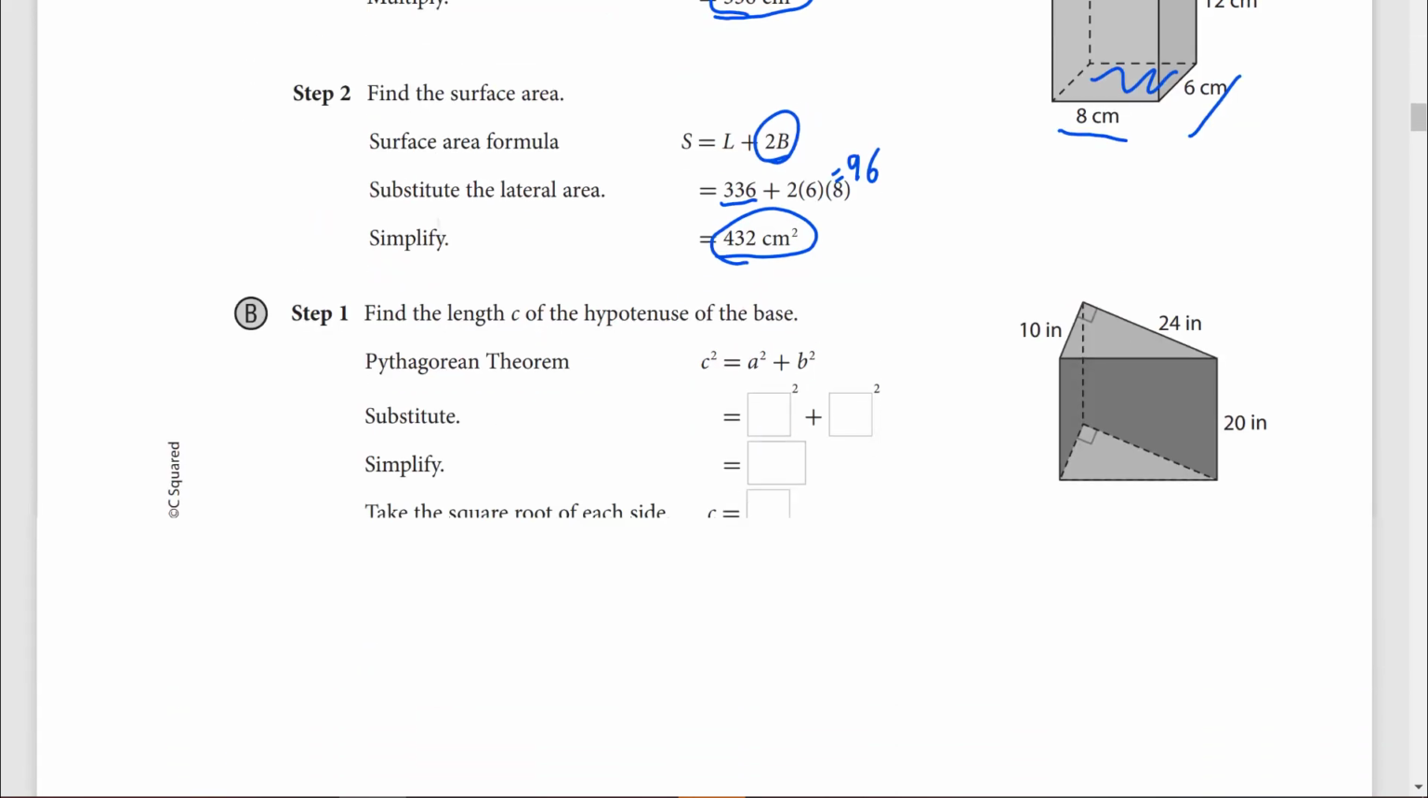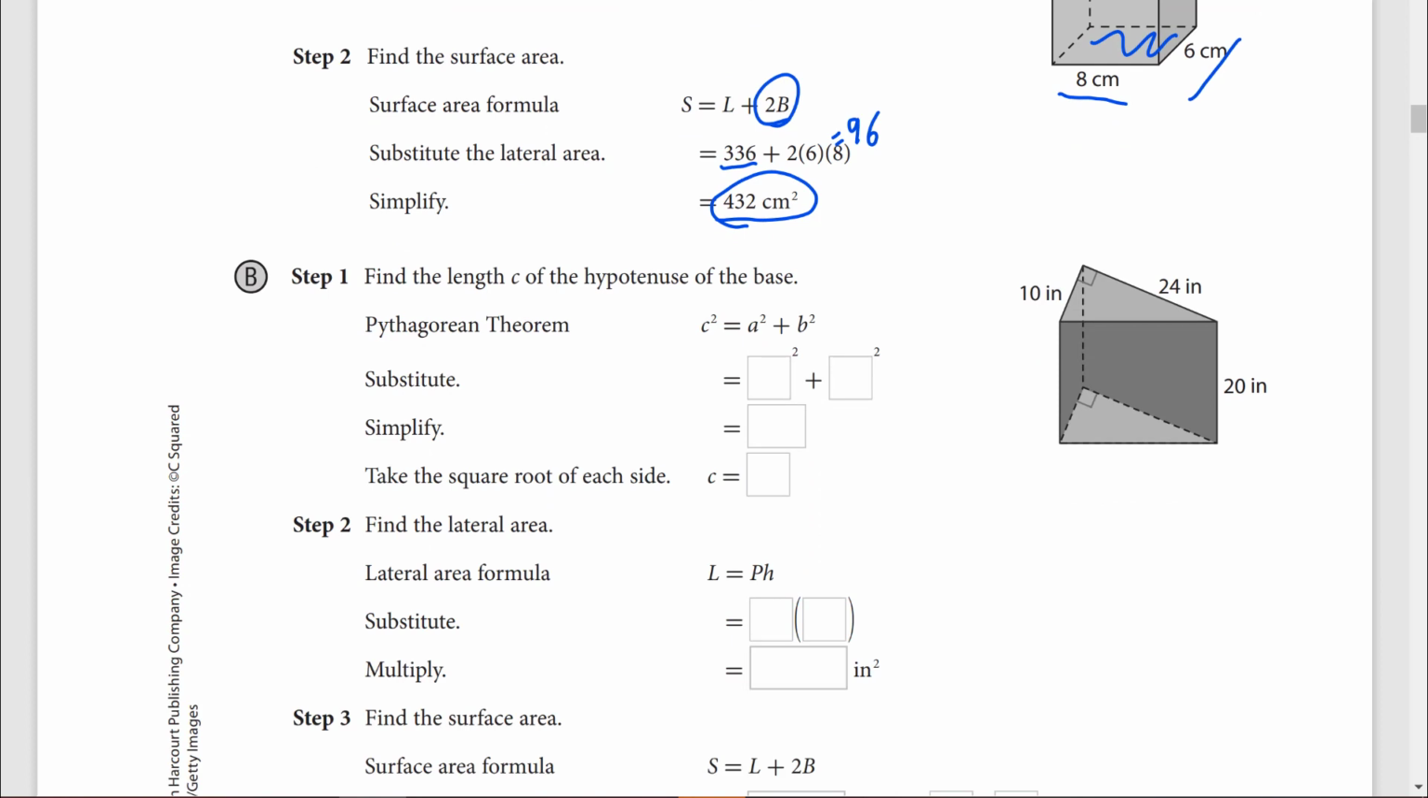All right, let's try another one. Here I have a right triangular prism. Triangular bases, right angles. So they gave me two sides. I'm going to need to find the third side in order to solve this problem. And since it's a right triangle, I can use Pythagorean theorem. A squared plus b squared equals c squared, so 10 squared and 24 squared, which I will plug into a calculator, and I'm going to pause because I didn't grab one.